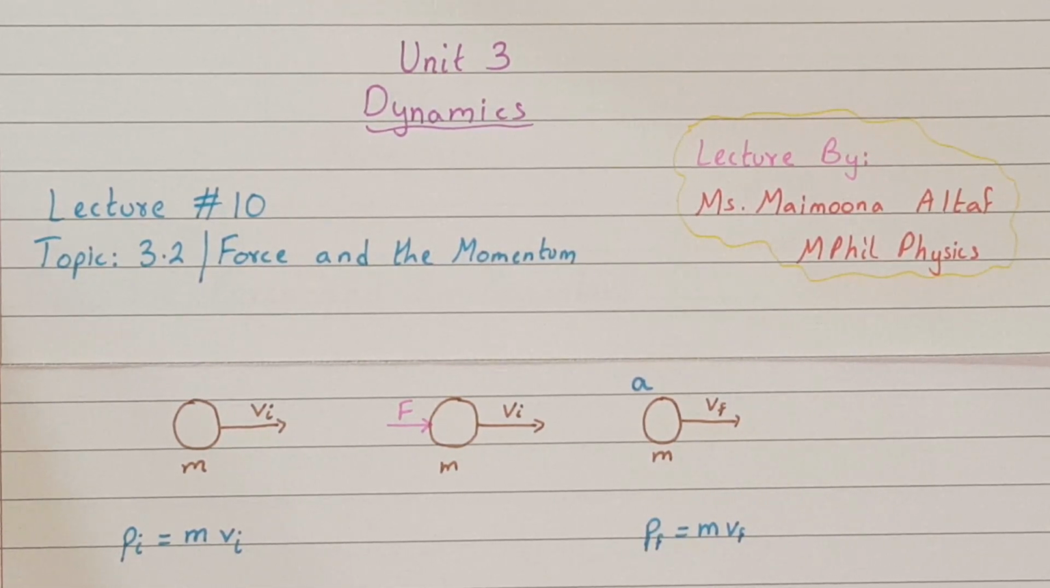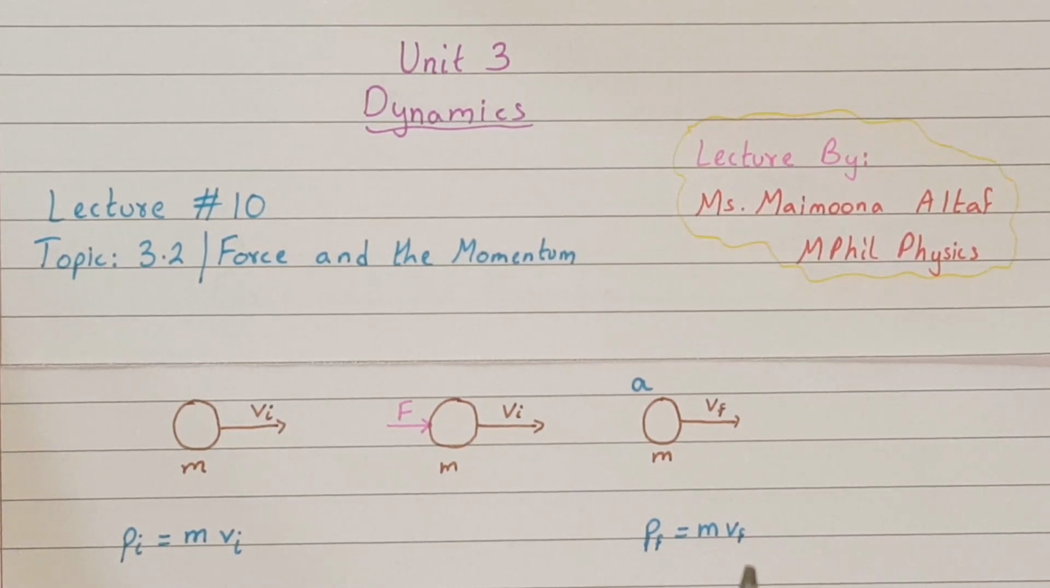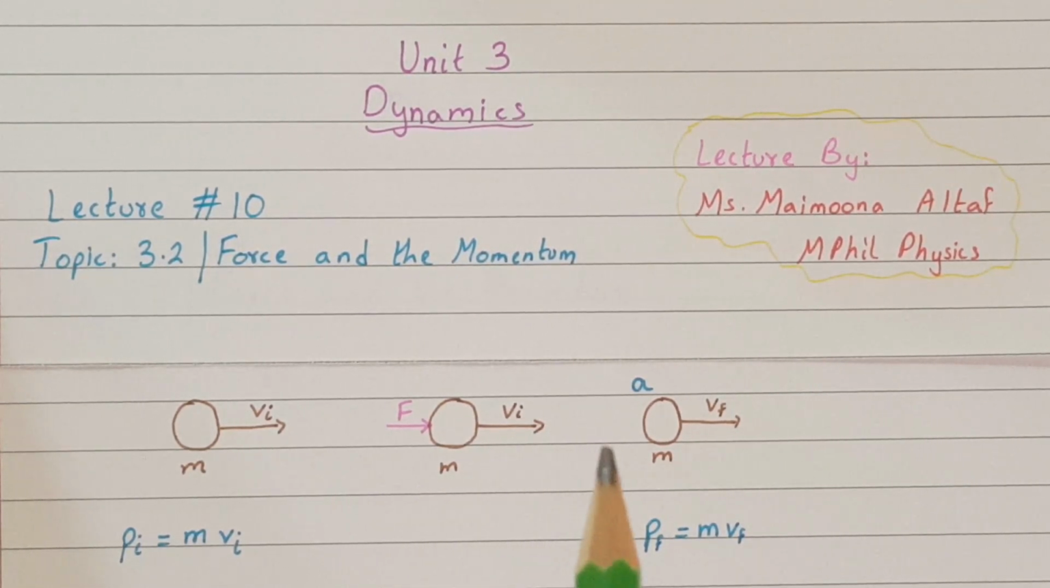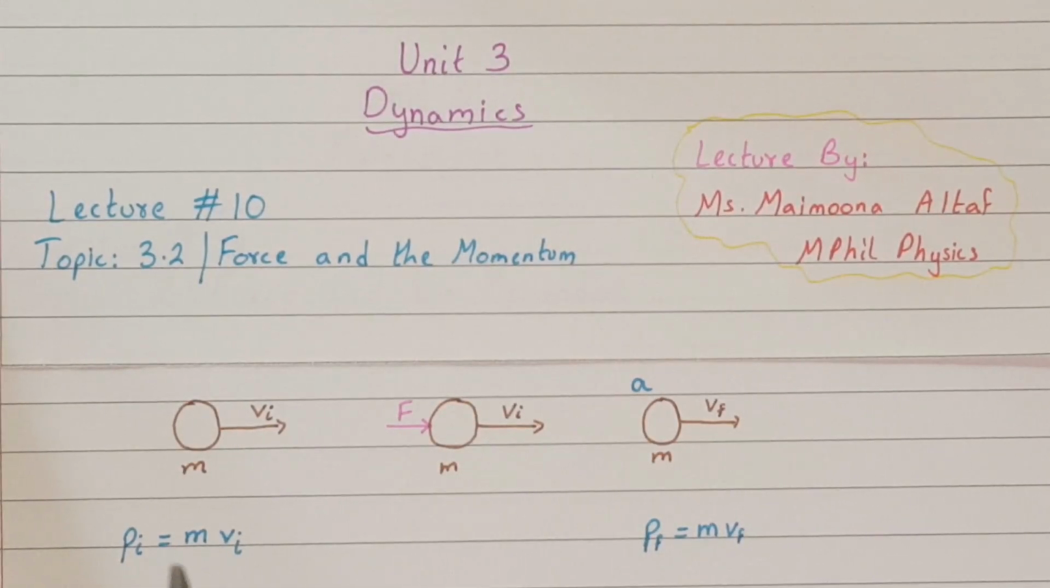Also, we know that momentum is the product of mass times velocity. So if the initial momentum of the body is mvi, the final momentum becomes mvf. From this situation, we can see that by applying the force, not only is acceleration produced and velocity changed, but there is also a change in momentum from its initial value to the final value.